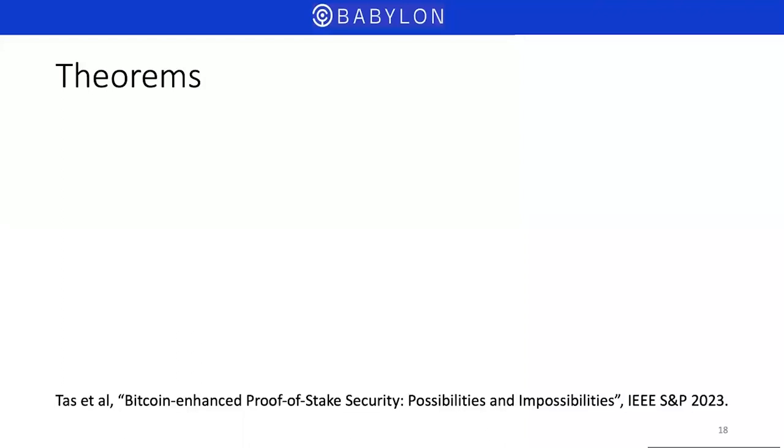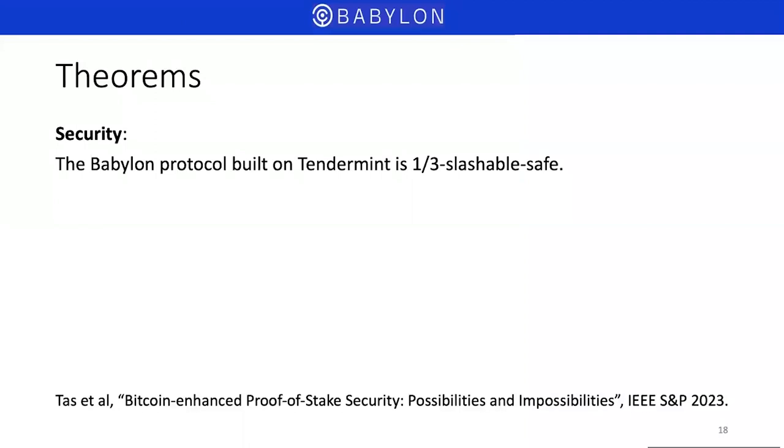Okay? So in this paper that we are going through the review process of at S&P, we proved the following theorem. If we build this protocol on, say, Tendermint, then what we can show is that this protocol has one-third slashable safety. What does one-third slashable safety mean? It means that no matter what attacks you go on this protocol, I can guarantee you that whenever there's a safety violation, I can slash at least one-third of the validators. So therefore, this protocol can protect against all unslashable attacks. That's the first statement of the theorem.